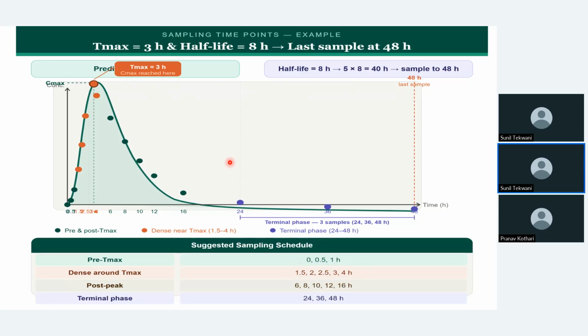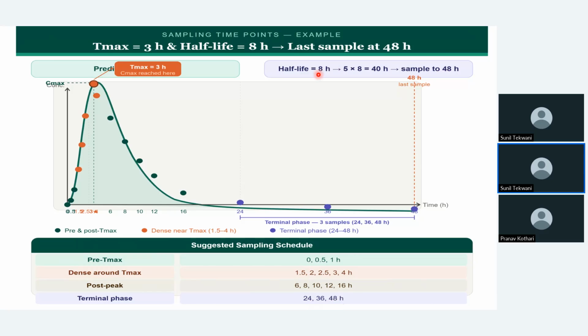After you have a good number of samples around Cmax, then you can reduce the sampling to every 2 hours or 4 hours. The next samples will be at 6 hours, 8 hours, 10 hours, 12 hours. The frequency keeps on reducing: 4-hour gap, 8-hour gap, 36 hours, and 48 hours.